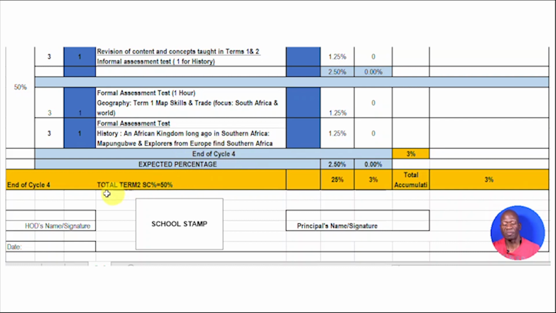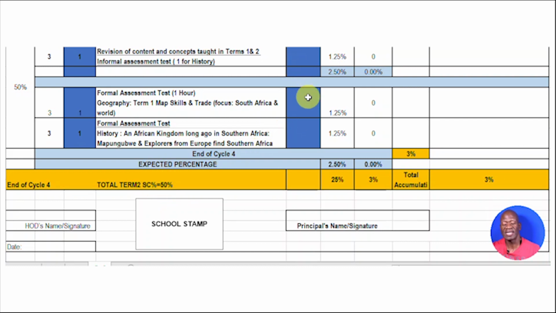So the expectation is that at the end of term 2, the syllabi coverage percentage is supposed to be at 50%. Remember, the first term it was 25. It's accumulative. So end of term 2, it's supposed to be at 50%.